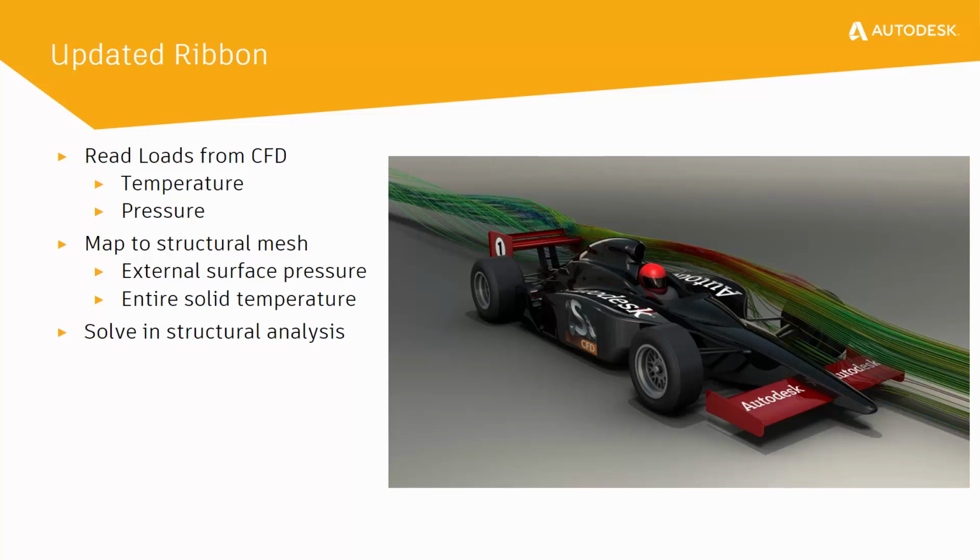Both temperature and pressure values can be carried over to Autodesk Nastran in CAD. Since the meshes on your parts will be different, a mapping process is used to take the results from the CFD mesh and map them to the corresponding mesh in Autodesk Nastran in CAD. This can map external surface pressures and the entire temperature profile for the solid model, then being included in your structural analysis.